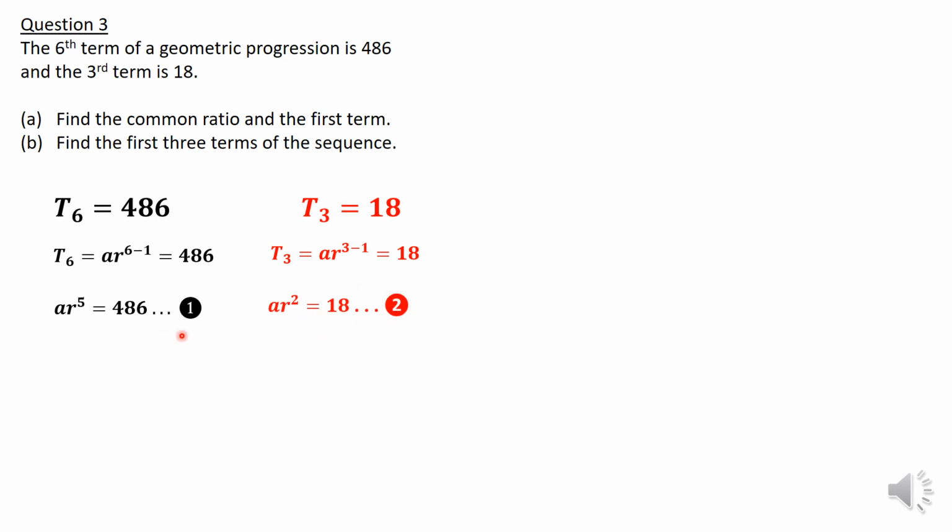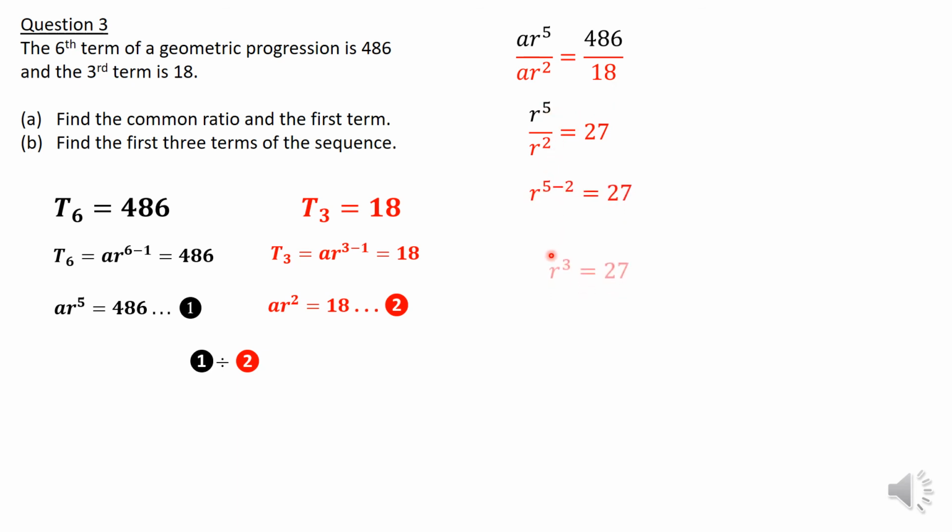Now I have two equations here which I'm going to solve by dividing. Either divide 1 by 2 or 2 by 1, irrespective. Once I put term 1 divided by term 2, I realize that the a's cancel and 18 goes into 486 27 times. And when you are dividing, you subtract the indices. That gives you the value of r cubed equals 27. To find r on its own, you take the cube root of 27, which happens to be 3.